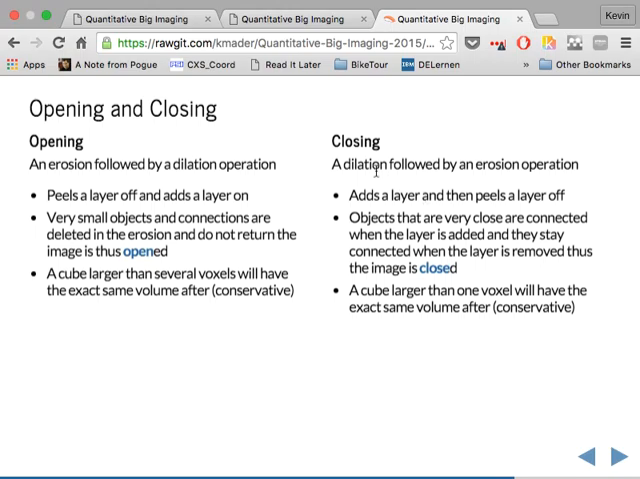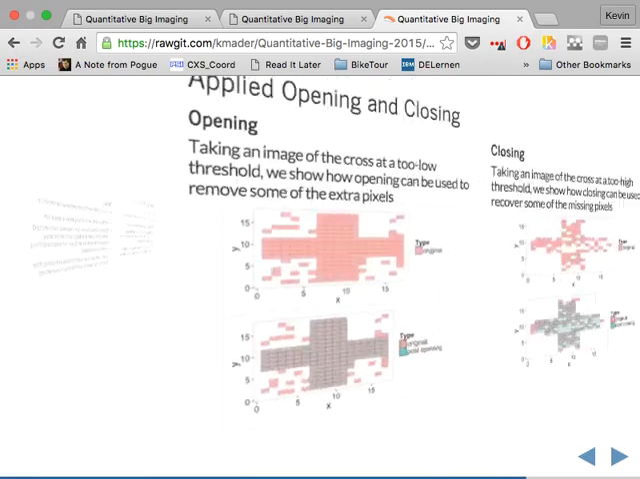And so sort of the easy way to remember that is sort of the opening is you're opening up your image, you're sort of pulling things apart. And the closing, you're sort of connecting things together. And so this adds a layer and then peels a layer off. And so objects that are almost touching, or that sort of have a few holes in them, will have these holes filled in. And then the image is sort of closed and connected. And a cube, again, when you apply a closing, will have the same volume before and afterwards.